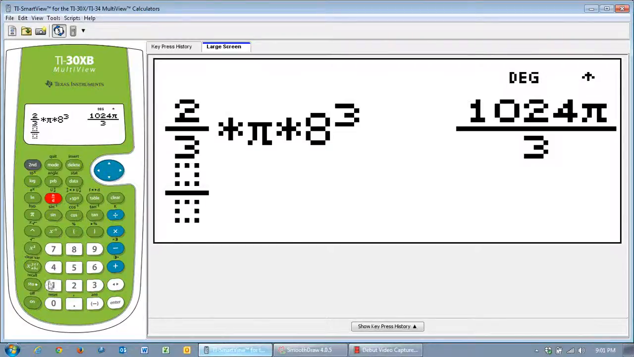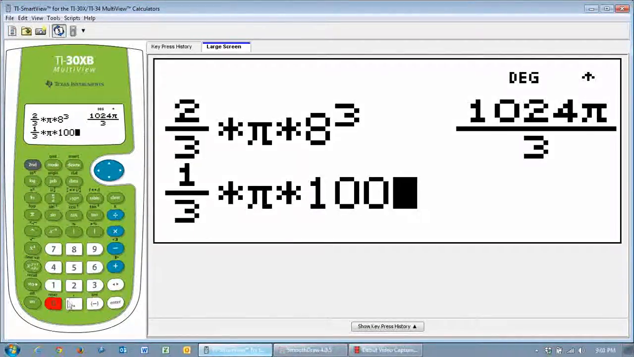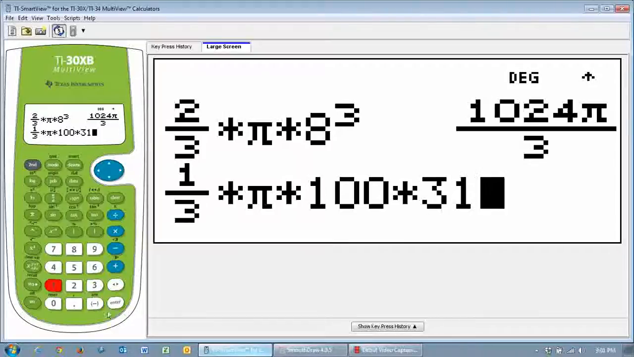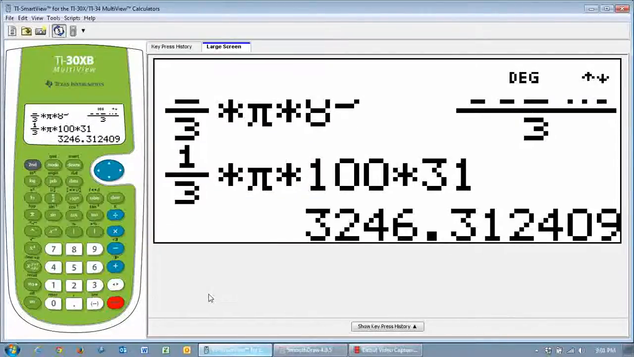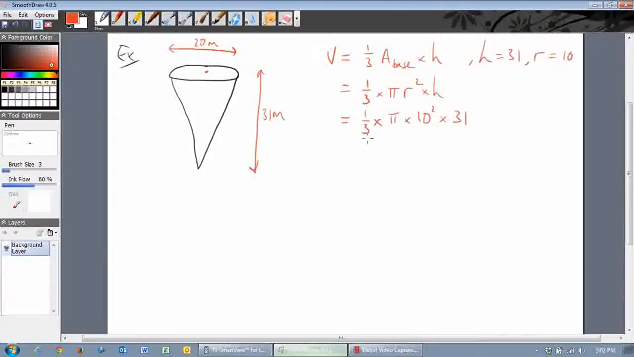Okay, so 1/3, use fractions, really helpful. 1/3 times pi, times 10 squared times 31, equals a grand total of 3246.31. And I'm in meters and we're doing volume, so it's cubed, and there's your answer. Hope that makes sense. I'll see you in class.